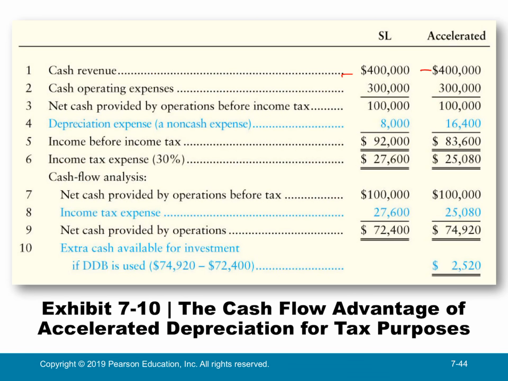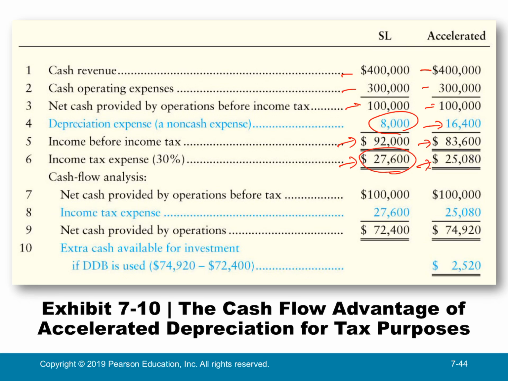So the IRS is fine with this, but if you look here as an example, the same revenue, the same cash operating expenses. So before we do income tax or depreciation, we have $100,000 under both methods. If we use straight line depreciation, then you see our income before tax is $92,000. If we pay a 30% tax rate, that's our tax bill. If instead we use accelerated depreciation, then our income before income tax is lower. Our income taxes this year are lower.